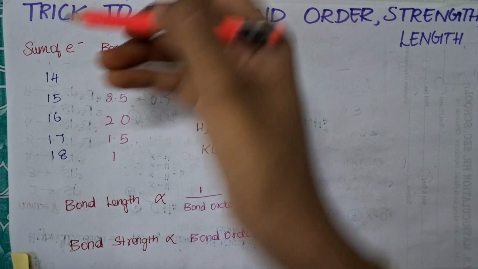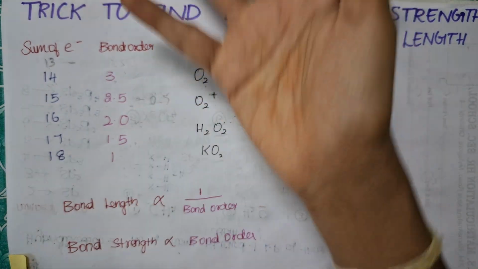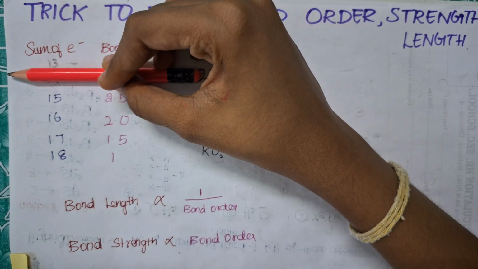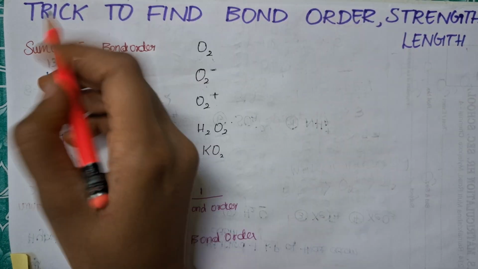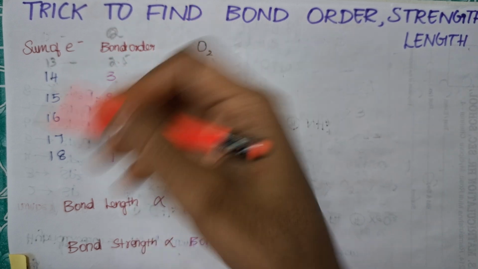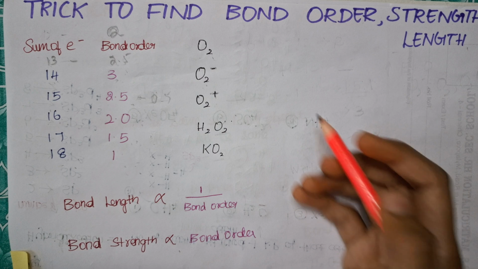So if you go above this, like 13, then it will be again 2.5. So 14 is the common point, as 3, and everything on either side will be decreasing. Then if it is 12, that is your 2, right? Likewise, you can calculate. Now we will see how to use this trick.